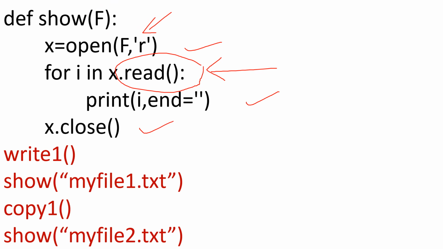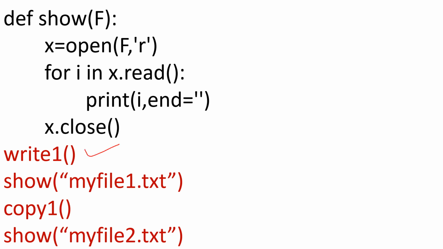Now after writing the definition of this one, that means the show one, we are writing the invocation of all the functions. So first we have to invoke the write function. What it will do, when we invoke it, it will move to the definition part and it will write the content into the file myfile1.txt. Then after this I am invoking the show function.